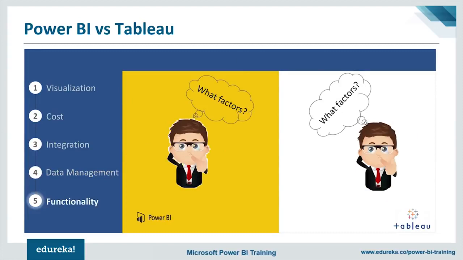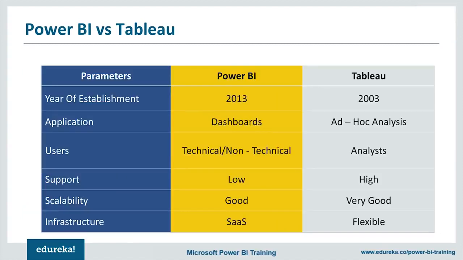Next on this list, we have functional parameters. So what are those parameters? Well, these are a few of the parameters which I have gone ahead and jotted down. We have the year of establishment. Now, Tableau had a great head start here because it started 10 years prior to Power BI, but Power BI is kind of catching up. But if you talk about overall organizational approach for a data visualization tool, Tableau has more experience compared to Power BI, but Power BI is definitely catching up.